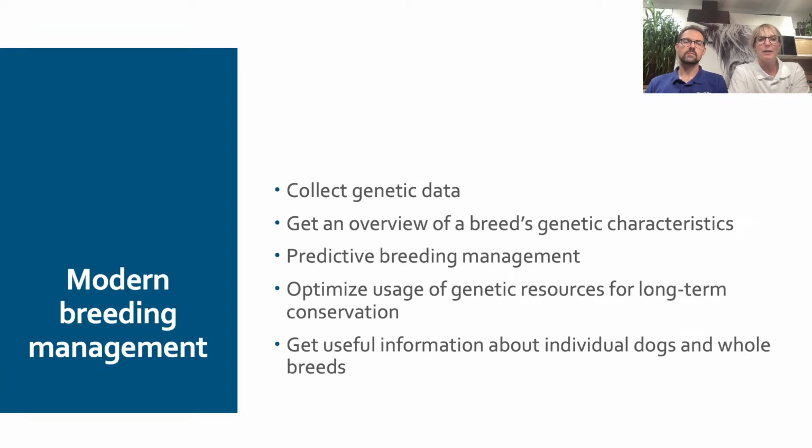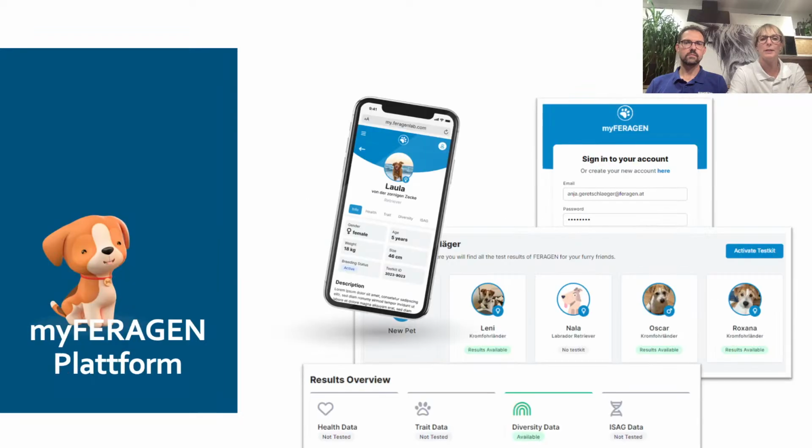So these data are indeed part of a kind of modern breeding management, because what do we do? We collect genetic data of dogs and of breeds, so we get a very good overview of a breed, of its genetic characteristics. We can use this for breeding management, for predictive breeding management. We can optimize the usage of genetic resources of a breed for long-time conservation. And of course we get a lot of useful information about individual dogs and of course of whole breeds.